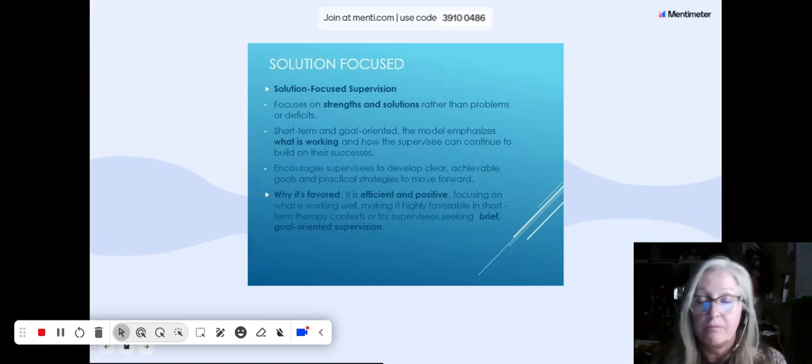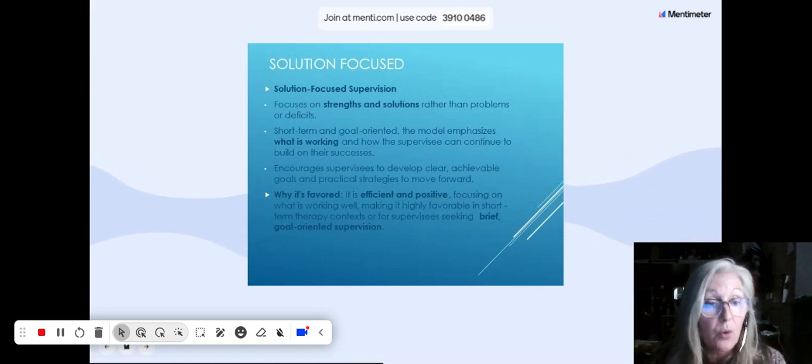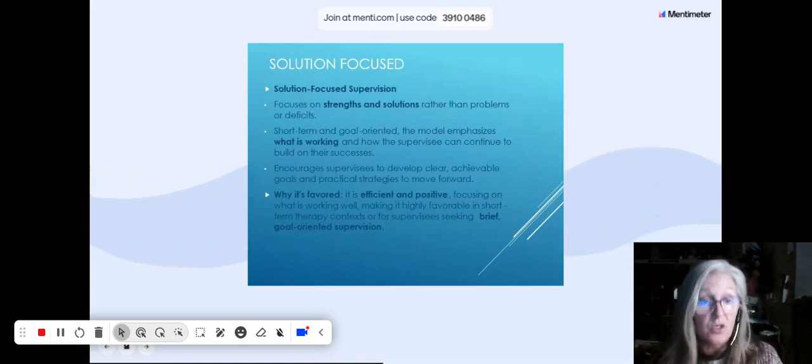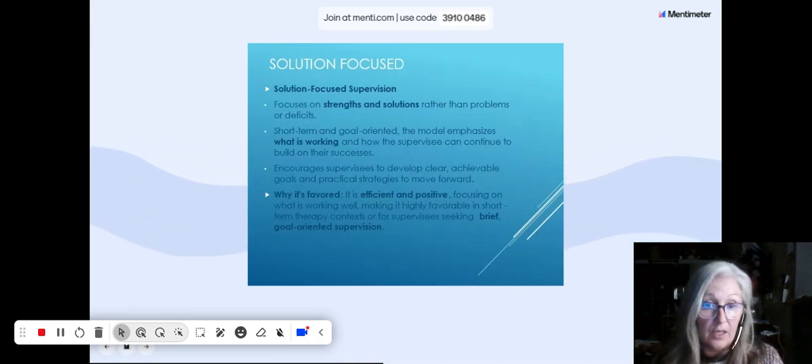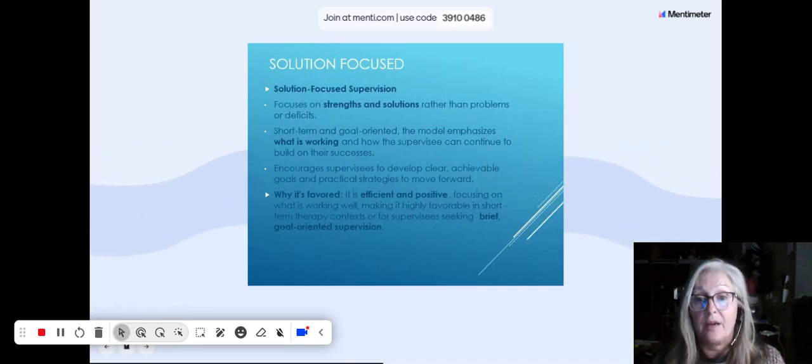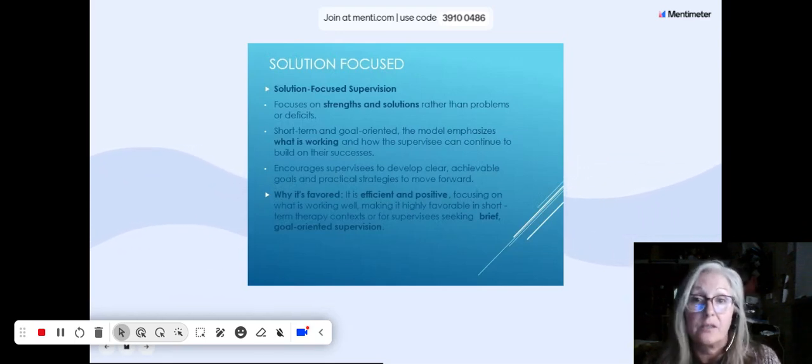Solution focused. It's brief, it's goal oriented. You have a reason that you're trying to solve something, you have a goal, this is what you do, it's achievable, and it's very strategic, and it's focused on one thing, because it's solution focused.